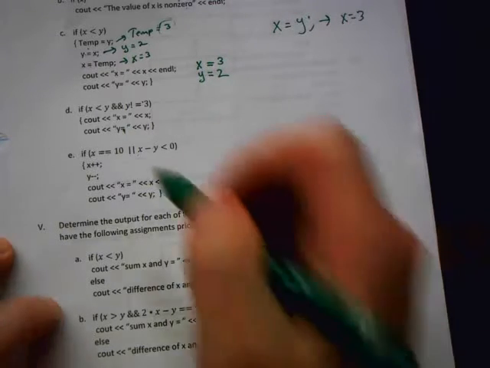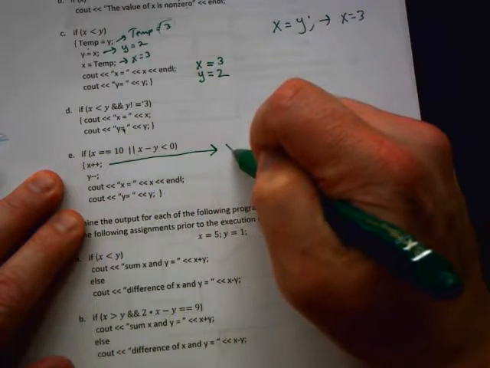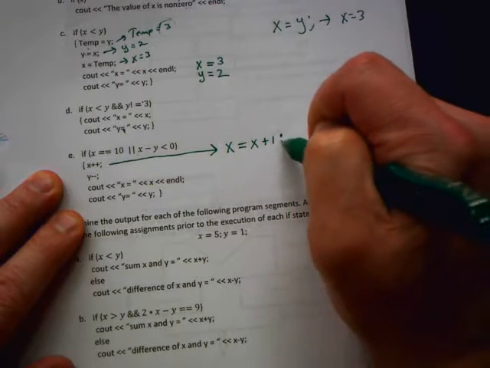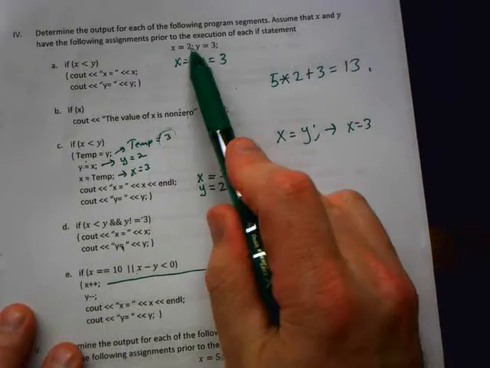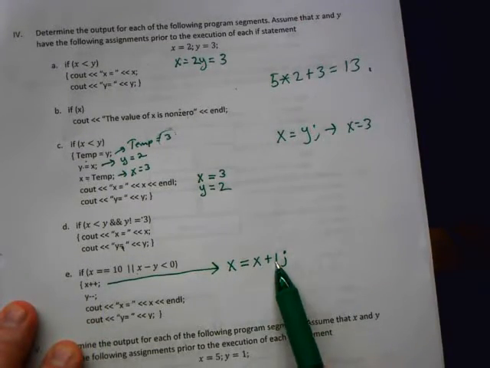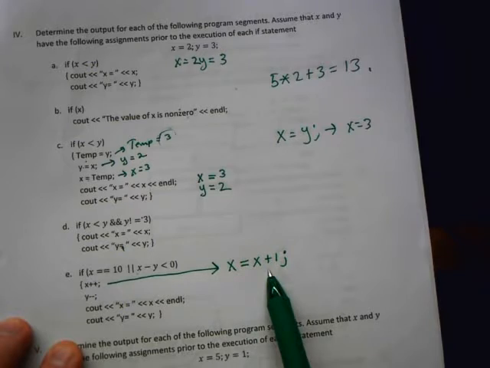It adds 1. So instead of writing this statement, I could have written this: x equals x plus 1. What that statement does, if x is currently 2, is add 1. 2 plus 1 is 3, and then it stores that into x. So that's a shortcut notation for that line. Add 1 to your value and store it back in.